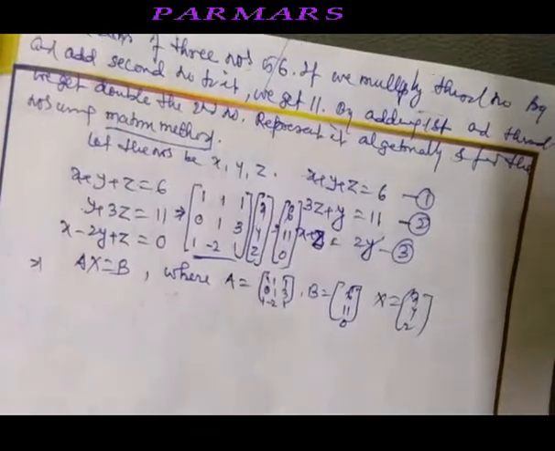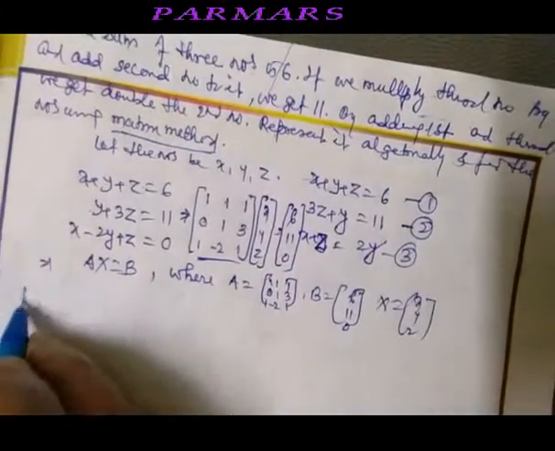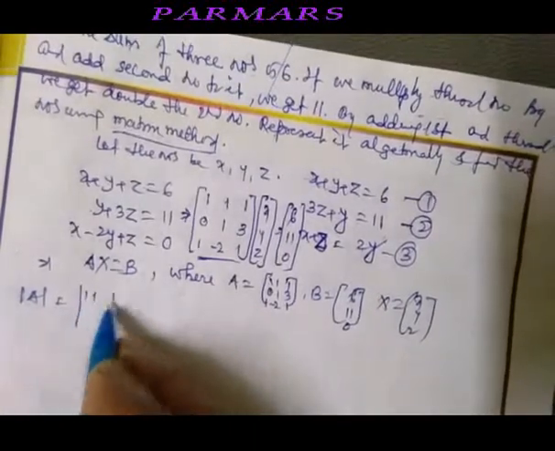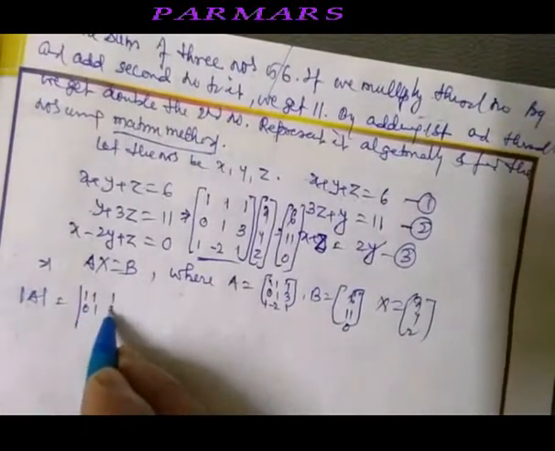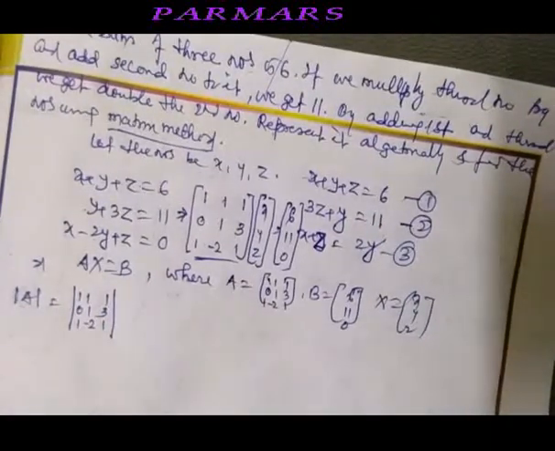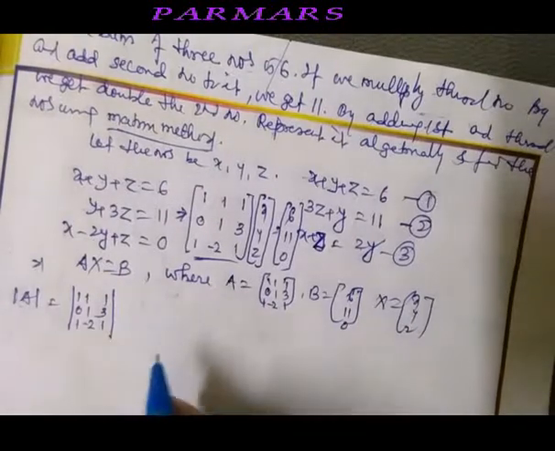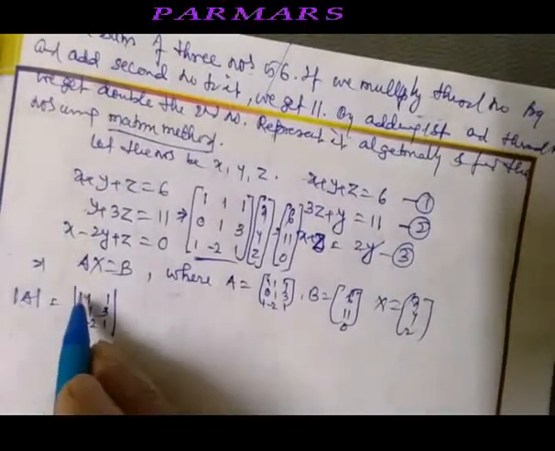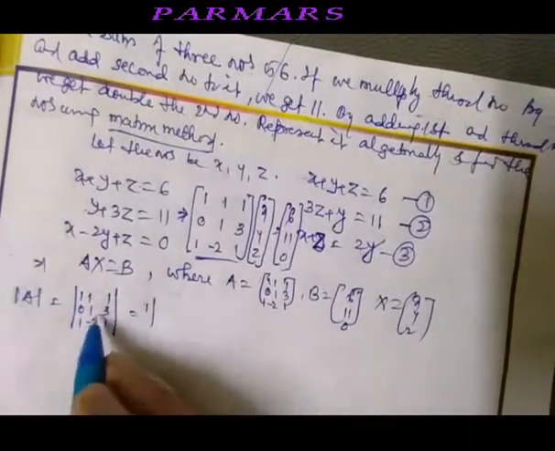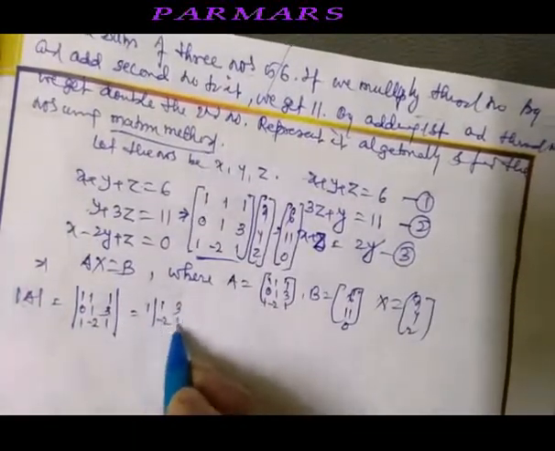Now in the next part, what we require is finding the determinant of A: 1 1 1, 0 1 3, 1 -2 1. Now it is not necessary that you simplify using the properties of determinant, since the numbers are very simple. You just expand along column 1.